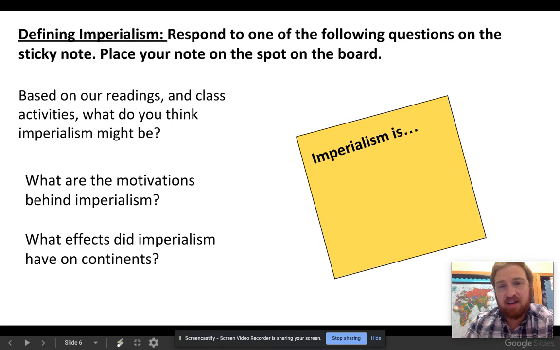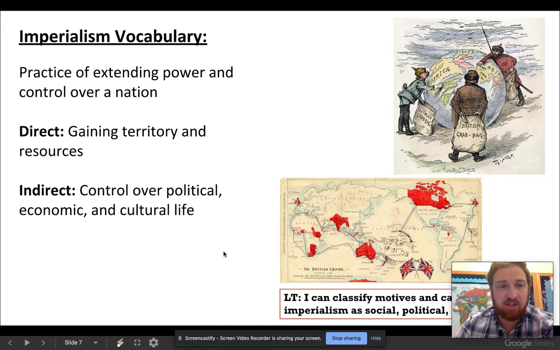So based on that, we did a quick little exercise where everyone came up with a definition for imperialism, or tried to define why it happens. So here's your actual definition of imperialism. So you have it right in front of you. This is when a country extends its power over another one. So the most direct way is they colonize the territory, they gain the resources. Those are the most explicit things we see.